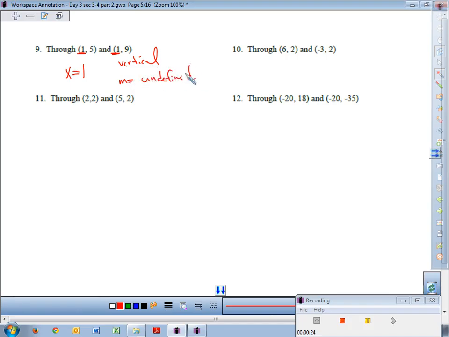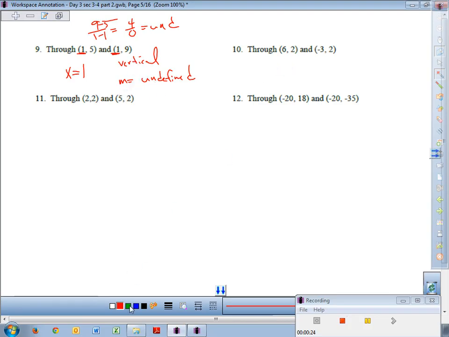All that stuff can be told without even doing the work. If we were to find the slope, we do 9 minus 5 over 1 minus 1, which gives us 4 over 0, which is undefined. We can tell all that just by looking at the ordered pairs, because the x values are the same. We know that equation is going to be x equals 1. It's a vertical line with an undefined slope.